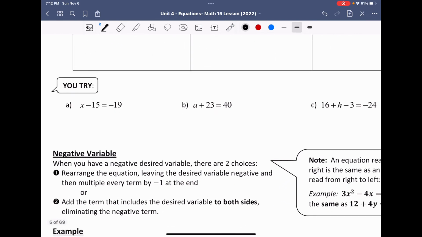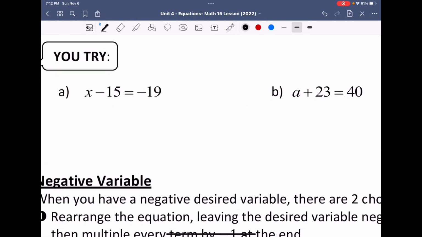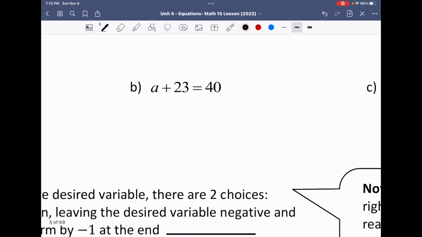All right, now for the practice section here, let's quickly go through these. We won't have to verify them, we just want to algebraically show. x minus 15, I do the opposite operation here. And this is equal to, if I add 15 on the other side, I have to do it to both sides. x is equal to negative 19 plus 15, which is negative 4. All right, I go over to B here. I have plus 23. Well, I have to subtract 23 from both sides to undo that operation that's being done to A, aka the plus 23. A is therefore equal to 40 minus 23, which is 17.